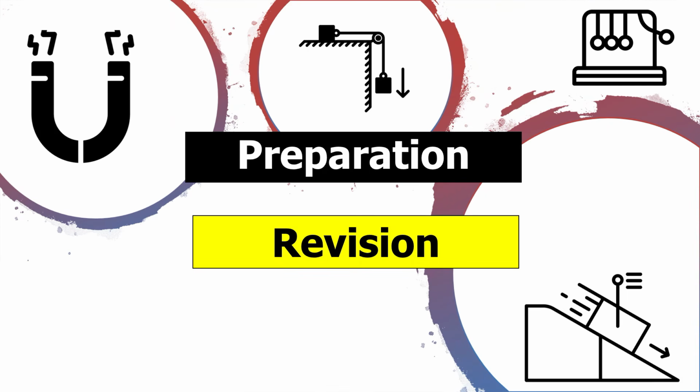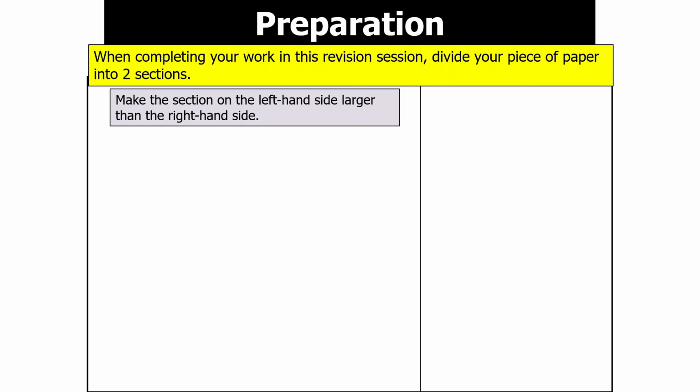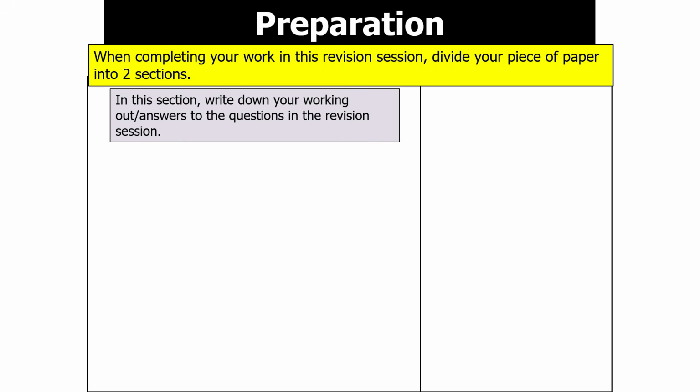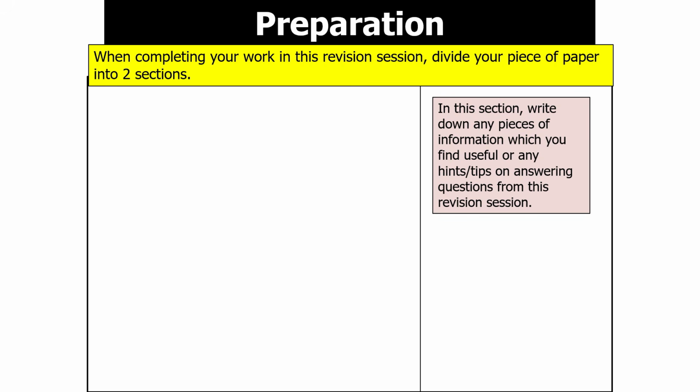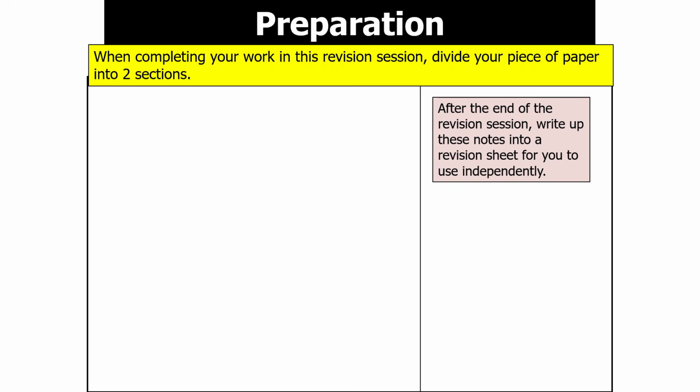So how should you be preparing for this revision session? When you complete your work in this revision session, divide your piece of paper into two sections. Make the section on the left hand side larger than the right hand side, and in this left hand side section write down your work and answers to the questions in the revision session. When doing this, make sure you write in full sentences and show your full working out. Whilst in the right hand side, write down any bits of information which you find useful or any hints and tips on answering questions from this revision session. After the end of the revision session, write up these notes into a revision sheet for you to use independently.